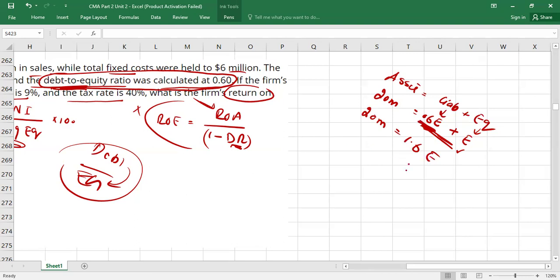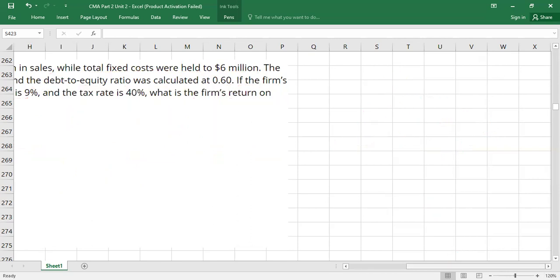So E, I can find: E equals 20 million divided by 1.6. If you solve it, guys, 20 million divided by 1.6, it is going to give you the value of equity equals 12.5 million. So equity value, I got it. Equity value I have now is 12.5 million.